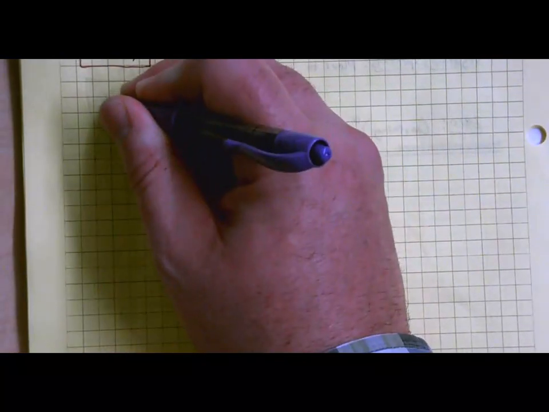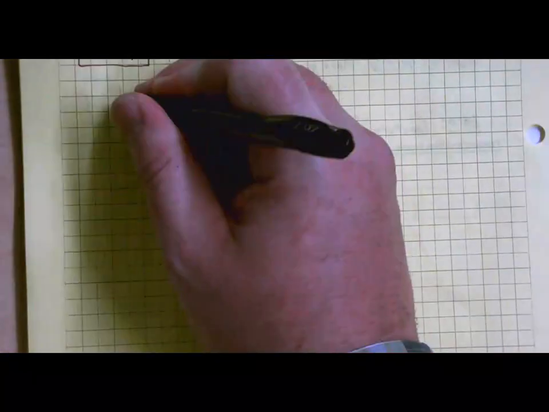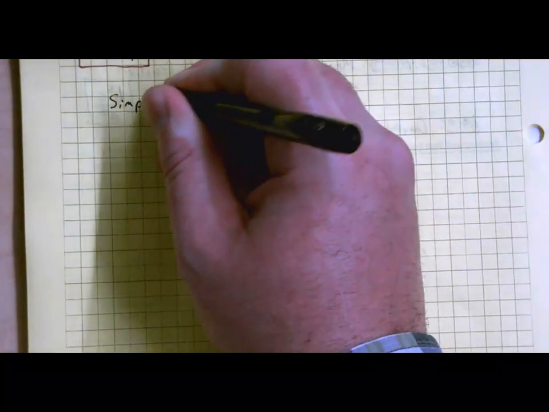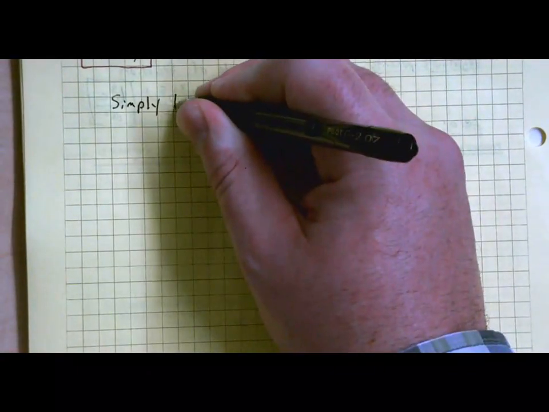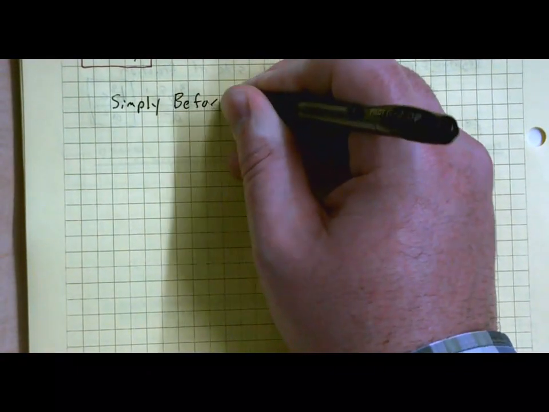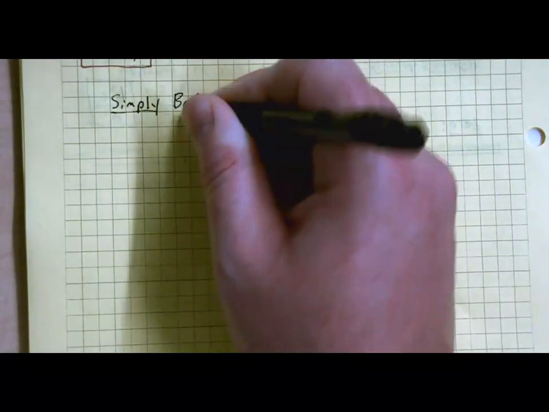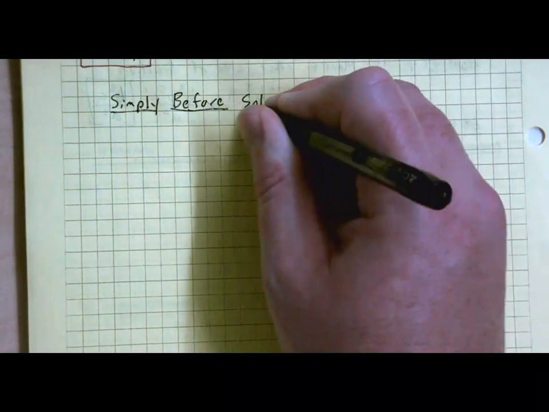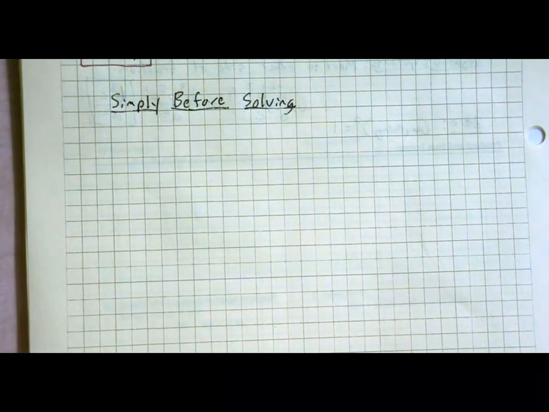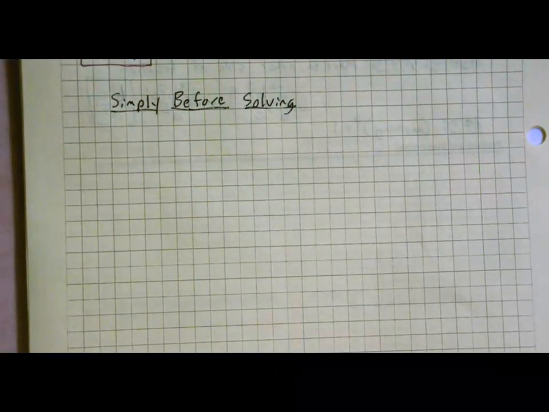Here's the key stuff. I want you to write this down because this is really, really important. Simplify before solving. This is going right in our packets here, folks. Simplify before solving. This is something that a lot of times my students forget to do, and it makes their life so much tougher when they forget to do it.